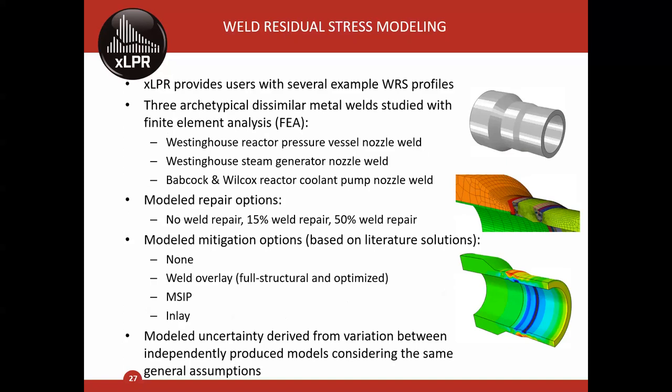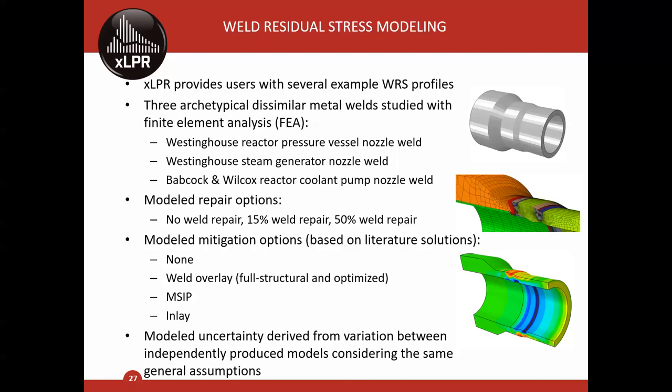Included in the xLPR release is a library that contains several example WRS profiles. To develop these profiles, as part of the xLPR development efforts, four independent weld residual stress modeling experts were all tasked with modeling the same components following the same set of general assumptions. Some modeling details, such as their own codes, meshing, or repair modeling details, were left up to the modelers. The results were then combined to develop these example profiles, with modeled uncertainties for the distributed weld residual stress inputs, derived from variation between the profiles developed from the individual modelers. Provided with xLPR are profiles for a Westinghouse reactor pressure vessel nozzle, a Westinghouse steam generator nozzle weld, and a B&W reactor coolant pump nozzle weld.